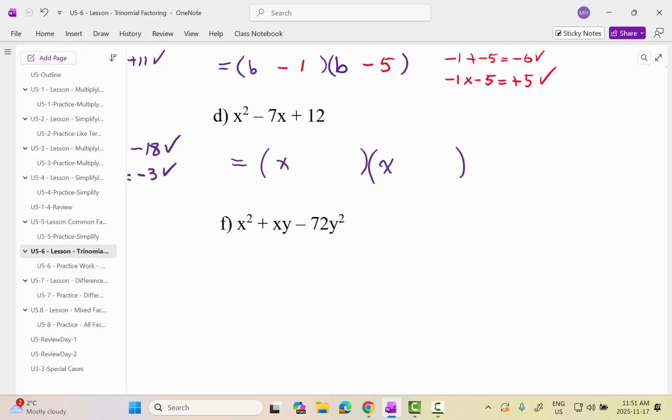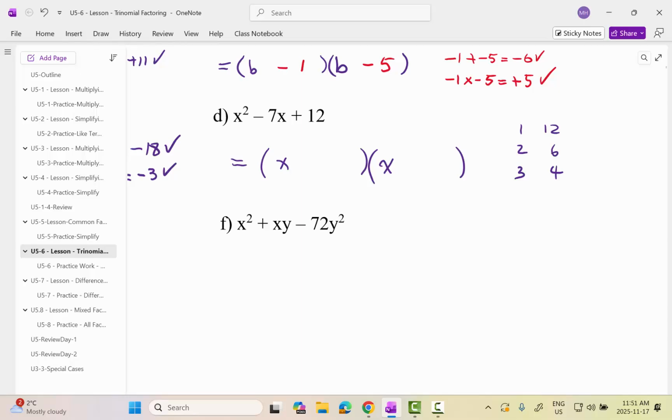Two numbers that multiply to 12. So it's going to be 1 and 12. Go in order. 1, 12. 2 and 6. Does 3 work? Yes. 3, 4. Does 4 work? Yeah, but 4 we already used, yeah? So we don't need to go any further. We can stop there.